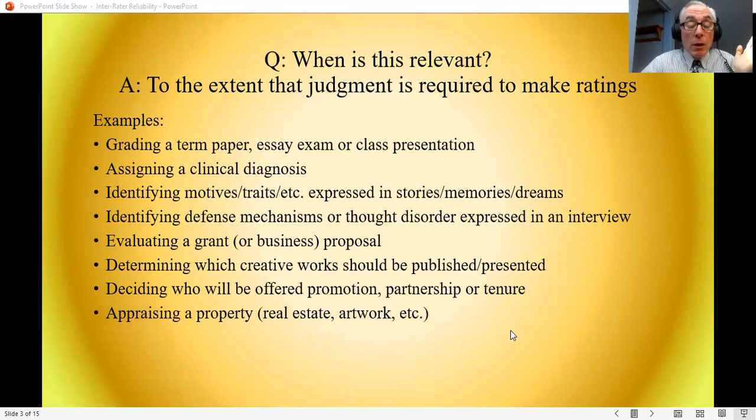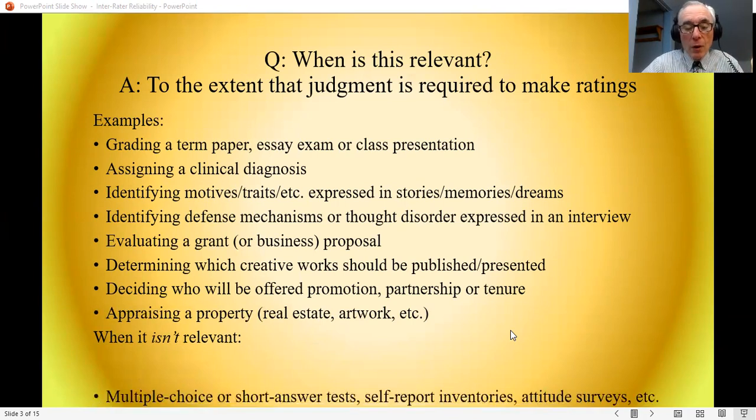And finally, last example I'll give you would be appraisals. What's the value of this sculpture, this piece of statuary? What's the value of this house and land situated where it is, you know, in, say, a New England city? Well, that's an awful lot of situations. Now, of course, where it isn't relevant, is also going to be a lot of situations.